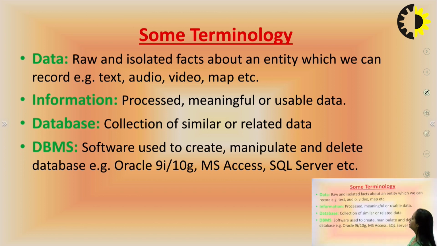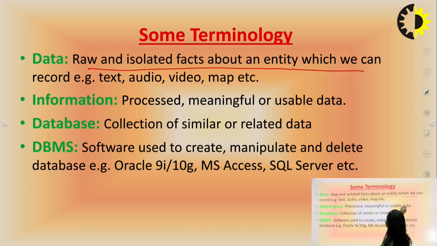So let's discuss. First of all, we need to know what is data, which information is known as data. Anything which is in the raw form, raw facts and figures, is known as data. From the definition, raw and isolated facts about an entity which can be recorded. This word is added into the definition of data. Any raw facts and figures which we can record is known as data. For example, text, any audio, video, any map, etc.